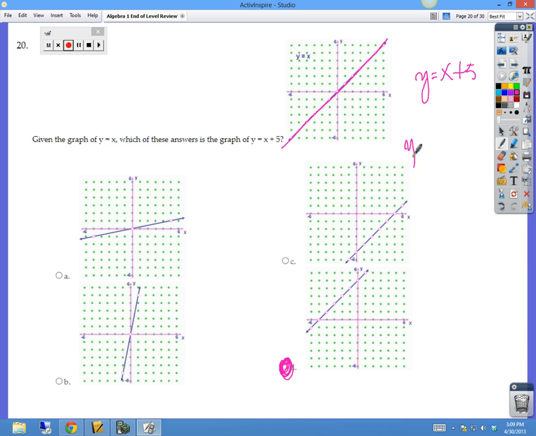So the m, this changes the steepness. The bigger the number, the steeper the line. So that's your steepness. But this right here, that shifts it up or down. So moves up or down.